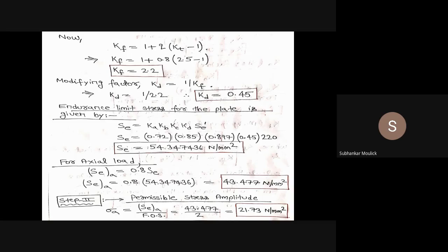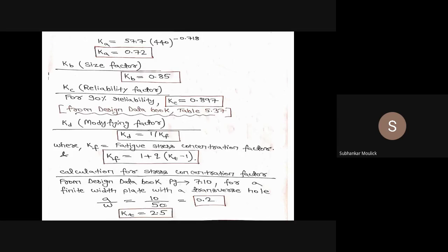In the next class, I will show you how we solve a problem when it is failing by fatigue for finite life condition. That means if the component is failing after 1000 cycles, after 4000 cycles, then how to design that component.